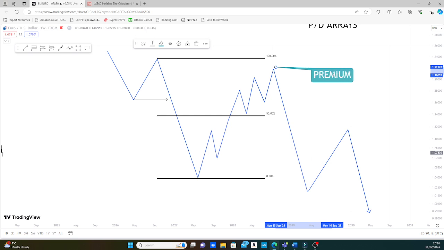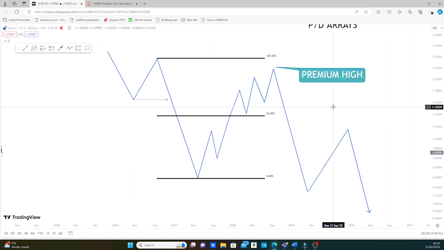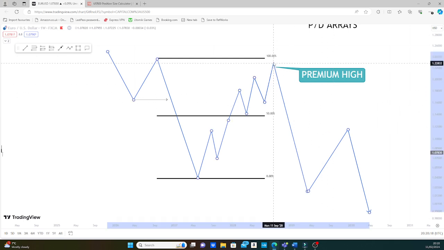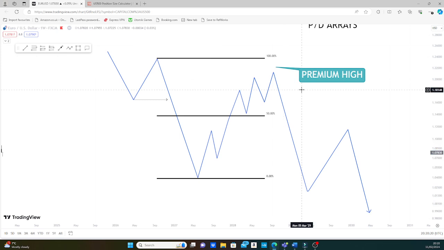This is a premium high in this region, right? Using the same tools, just flipped on its head. We want to be selling in the premium, right? And this gives us our high probability selling areas, okay? This is important to understand.